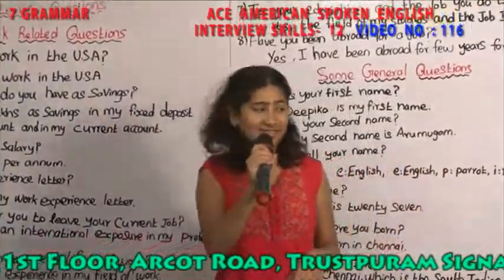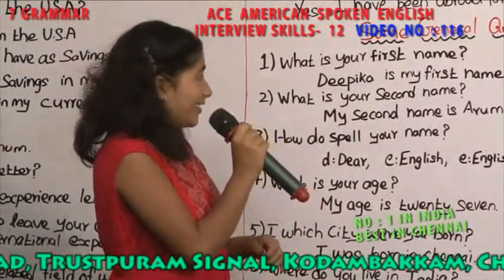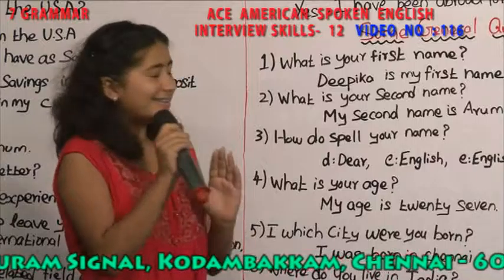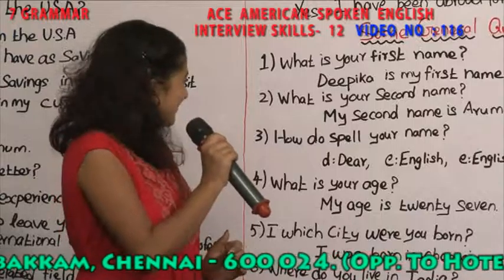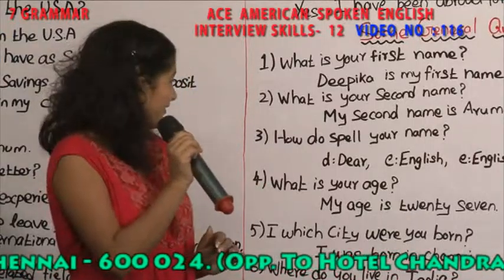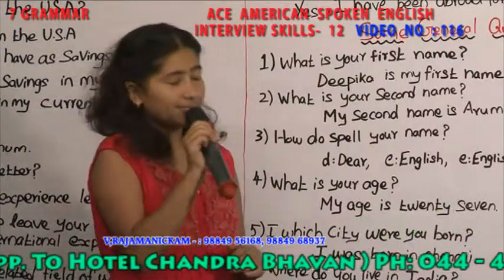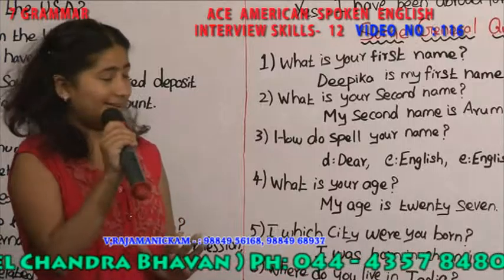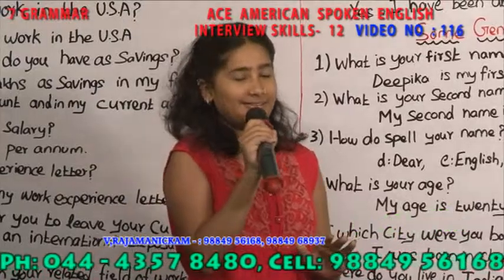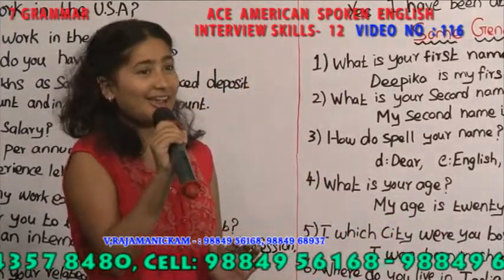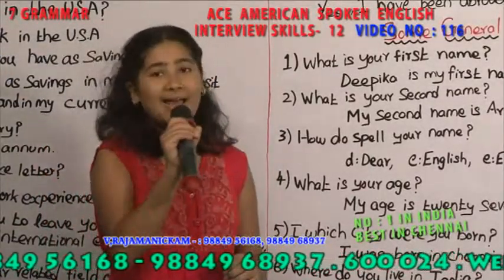Hi, my name is Nisha Adhikari. I want to say some general questions. What is your first name? Nisha is my first name. What is your second name? My second name is Amina. How do you spell your name? N for Nepal. I for India. S for spring. H for harsh. A for America. What is your age? My age is 18.